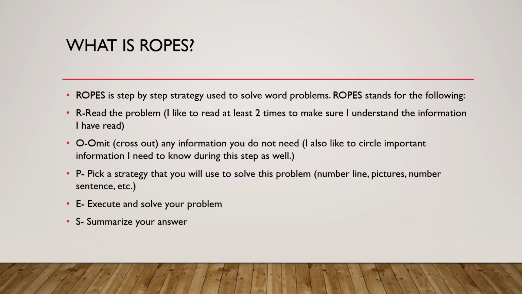R. Read the problem. I like to read at least 2 times to make sure I understand the information I have read. O. Omit. Cross out any information you do not need. I also like to circle important information I need to know during this step as well.